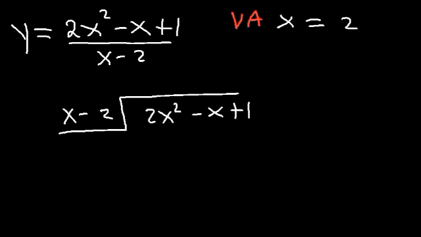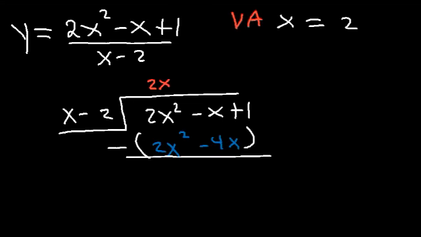2x squared divided by x is 2x. And then we're going to multiply. 2x times x is 2x squared. And 2x times negative 2 is negative 4x. And we have to subtract. 2x squared minus 2x squared is 0. Negative x minus negative 4x, that's the same as negative x plus 4x, which is positive 3x. And you can bring down the 1.